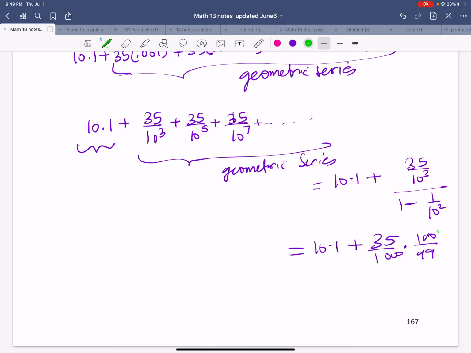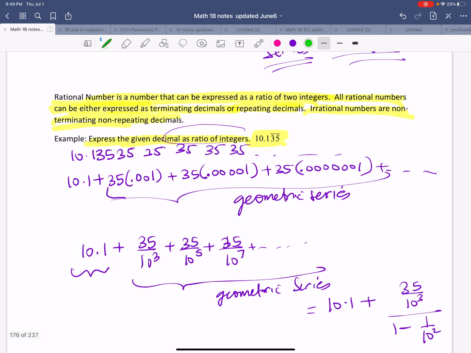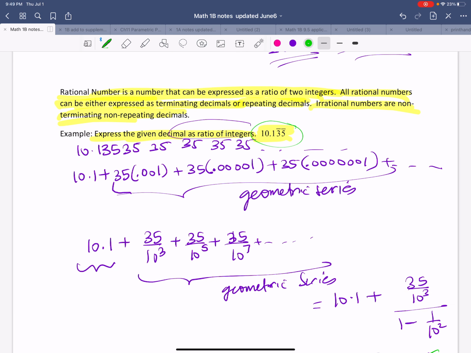Now see what we can cancel here. That would be 10.1 plus 35 over 990. And now we can add and simplify it more using a calculator. So we have expressed this non-terminating repeating decimal as a ratio of integers.